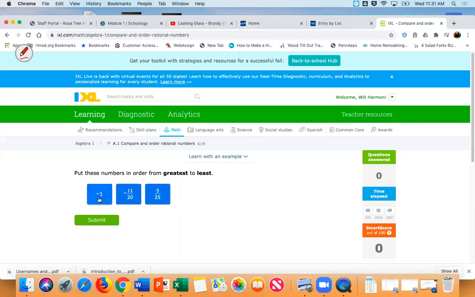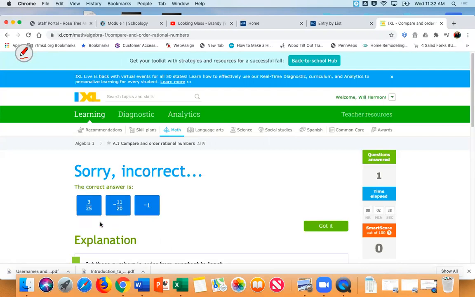Now I have to figure out which one's bigger, -1 or -11/20. Louis, what do you think? 11/20 because it's closer to 0. Very good. I'm glad you said that. So he said -11/20 is closer to 0. So whenever you're wondering which one's bigger or smaller, kind of think of which one's closer to 0, or I actually put them in decimals.